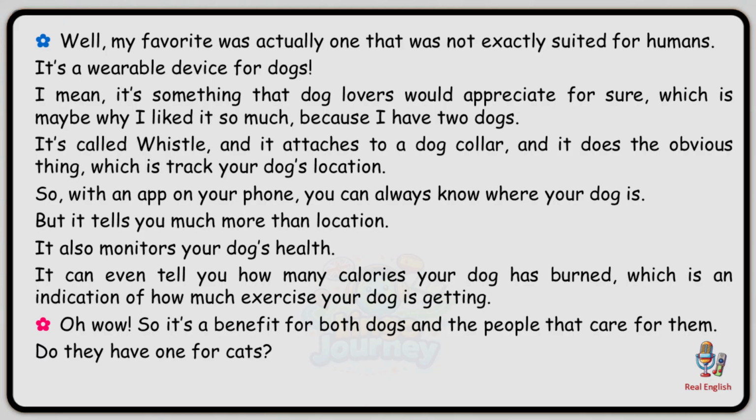Well, my favorite was actually one that was not exactly suited for humans. It's a wearable device for dogs. I mean, it's something that dog lovers would appreciate for sure, which is maybe why I liked it so much, because I have 2 dogs. It's called Whistle, and it attaches to a dog collar, and it does the obvious thing, which is track your dog's location. So with an app on your phone, you can always know where your dog is.